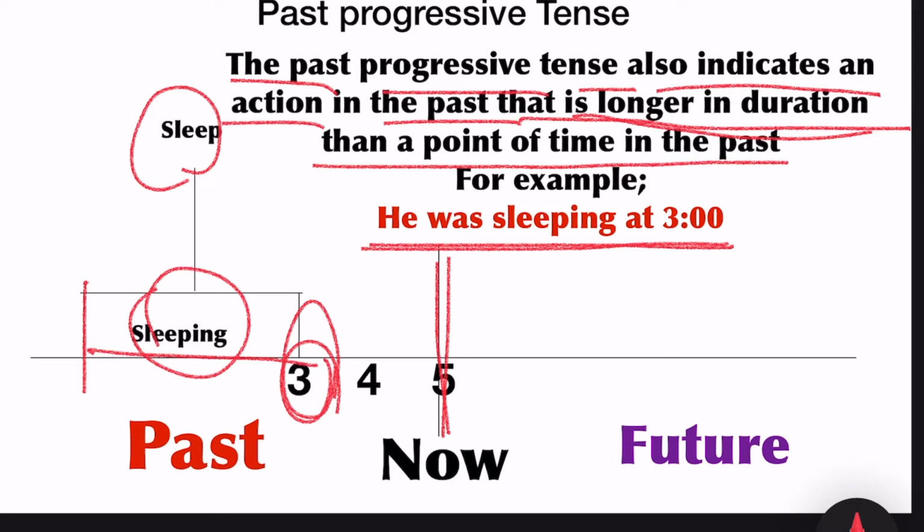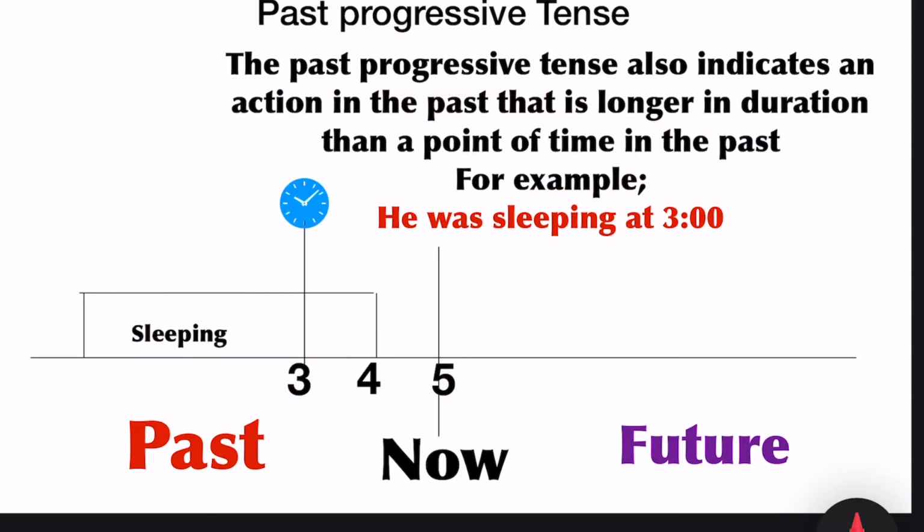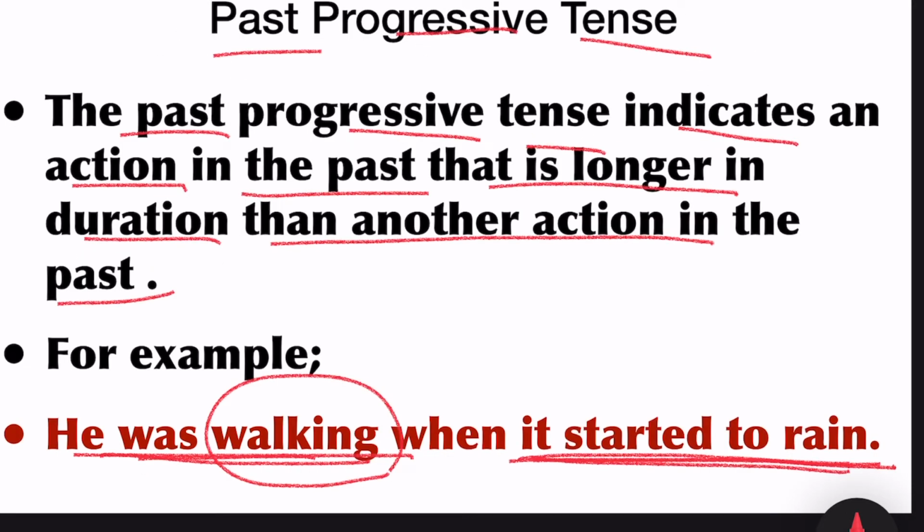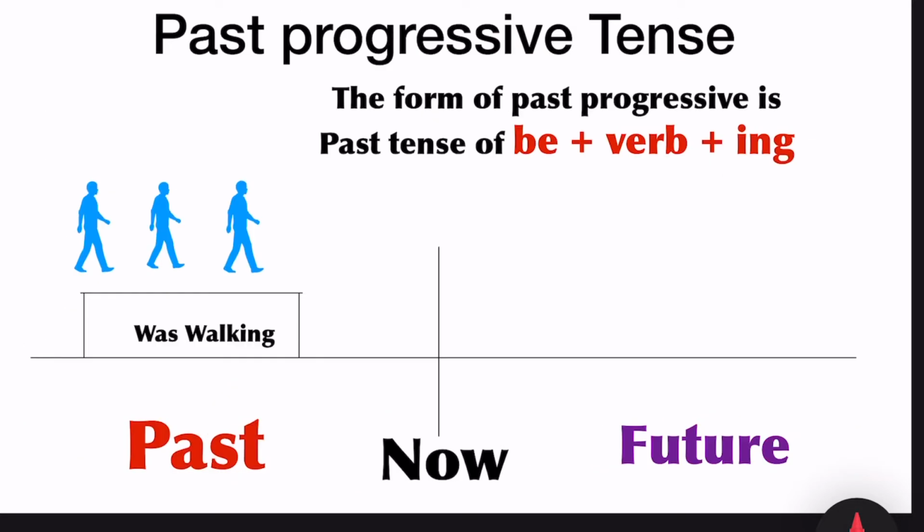So, in the past, the action is continuous. So, we express this action in past progressive tense. Here, at 3 o'clock, he was sleeping. Here we expressed a point of time. So, past progressive tense is used to indicate an action in the past that is longer in duration than another action in the past. Now we are going to discuss the forms of past progressive.